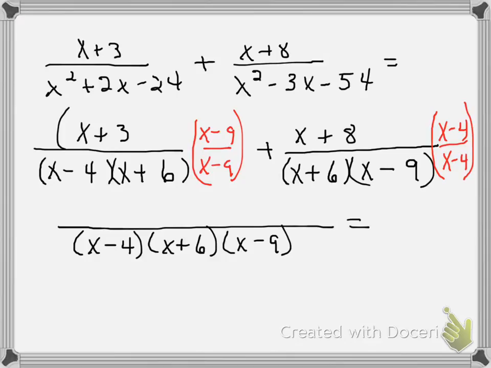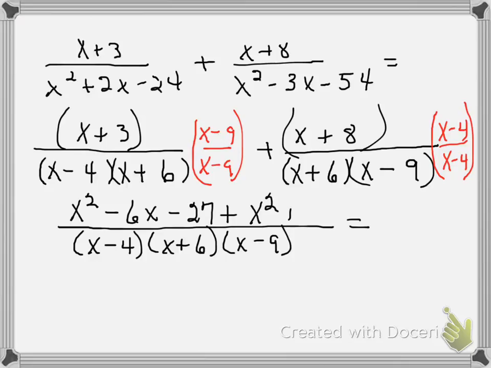So now if I multiply x plus 3 times x minus 9, I'll have first x squared, inside 3x, minus 9x is minus 6x, and then minus 27, plus multiply x plus 8 times x minus 4. I'll have first x squared. Inside is plus 8x. Outside is minus 4x, so that will be plus 4x. And then 8 times 4 will be minus 32. 8 times negative 4.